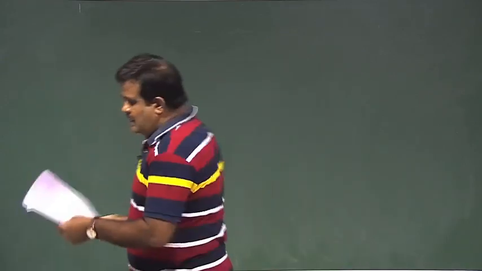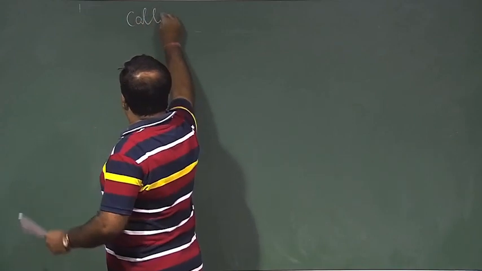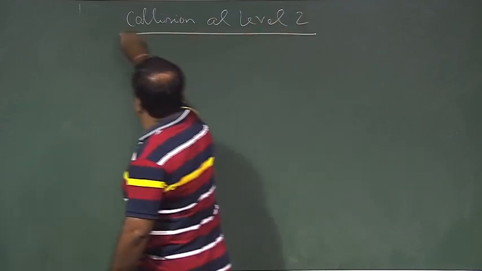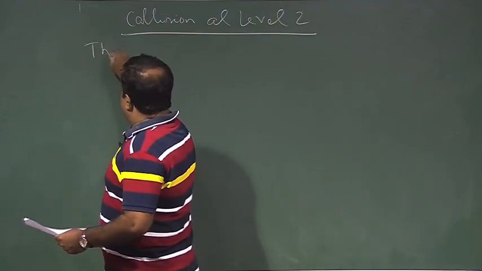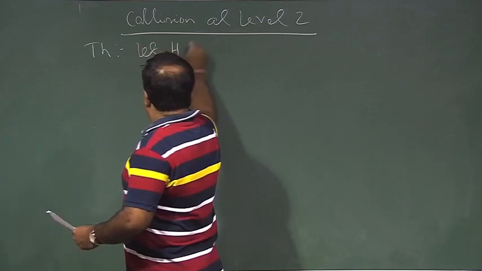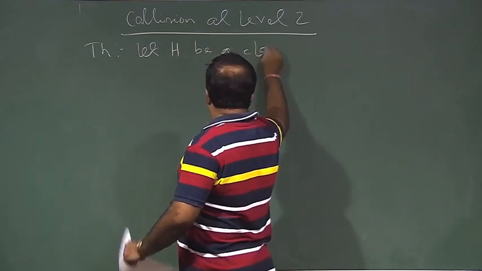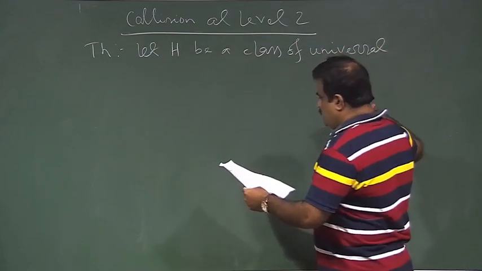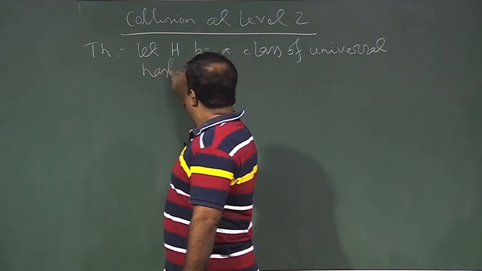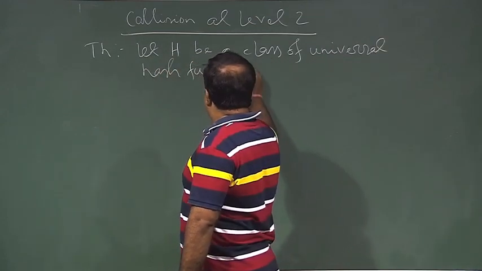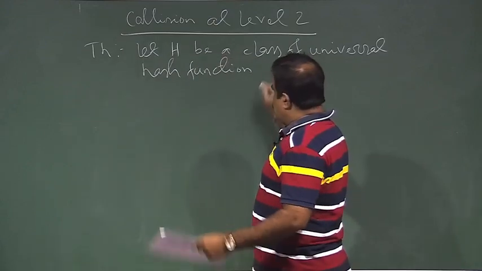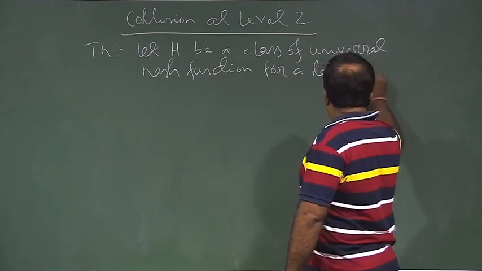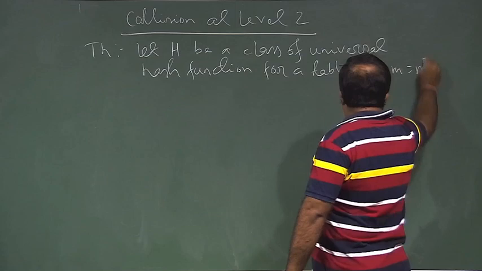So, let us analyze the collision at level 2. So, why will it ensure that there will be no collision at level 2? This is coming from this theorem: let h be a class of universal hash functions, because at every level we are using universal hashing, and in the second level the hash function is a universal hash function for a table size. So, the table size we are using is the square.